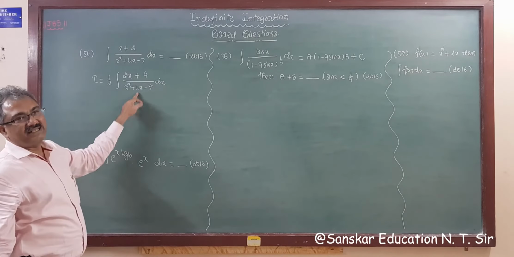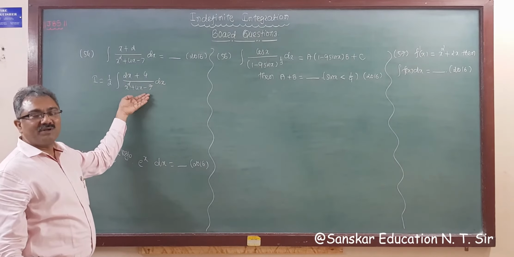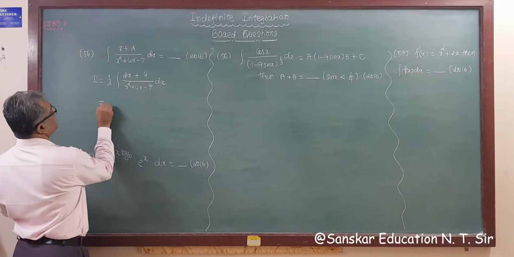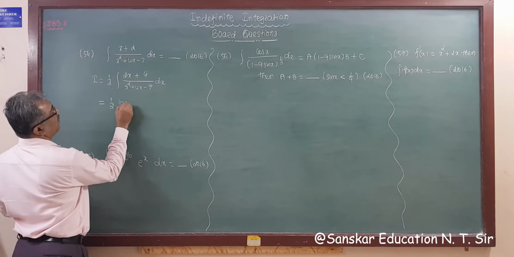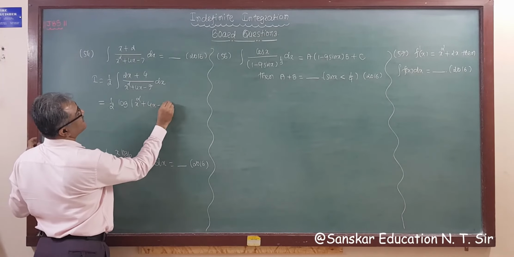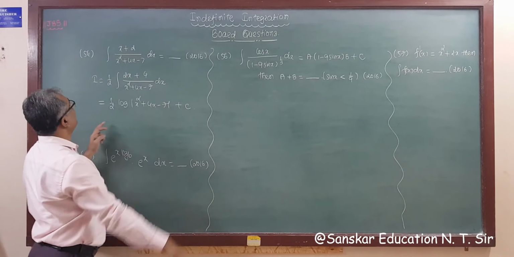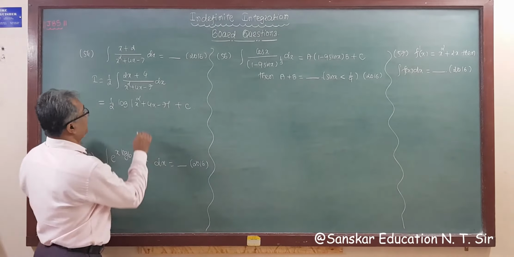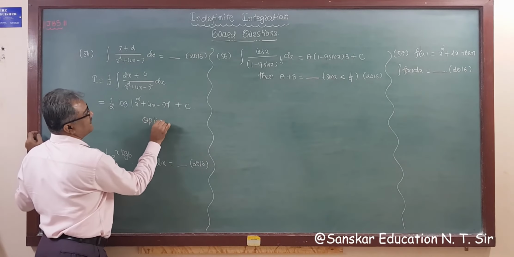Now derivative of 4x is 4. So derivative of the denominator is in numerator. So answer is log mod. Right? So answer will be 1 upon 2 log mod x square plus 4x minus 7 plus c. That is 54. Your answer will be option C. Right? So option C is your correct answer.